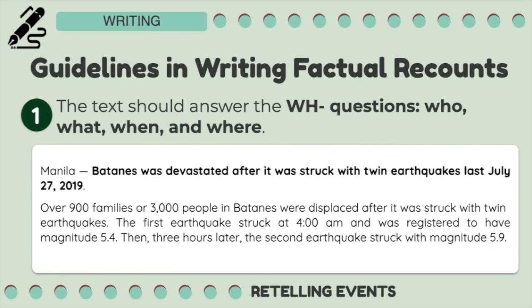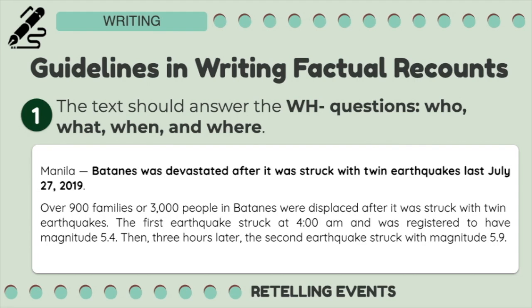Manila, Batanes was devastated after it was struck with twin earthquakes last July 27, 2019. Over 900 families or 3,000 people in Batanes were displaced after it was struck with twin earthquakes. The first earthquake struck at 4 a.m. and was registered to have magnitude 5.4. Then, 3 hours later, the second earthquake struck with magnitude 5.9.